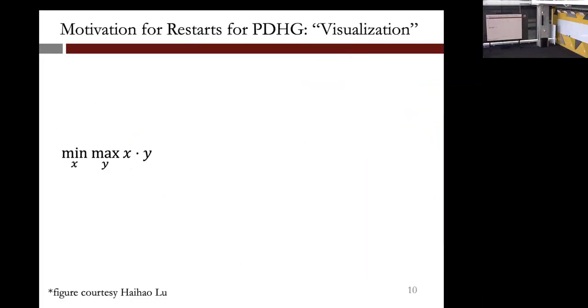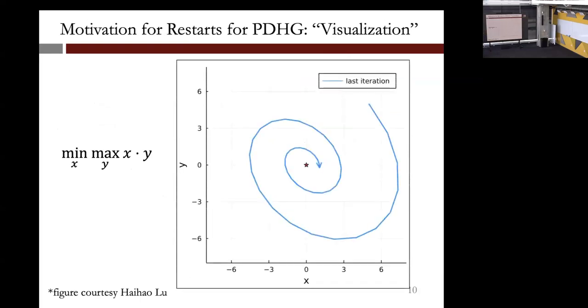Okay, and so now I want to motivate, instead of doing that, doing that for a while, then taking the average of your iterates and then restarting it. So this is called PDHG with restarts, or restarts for PDHG.